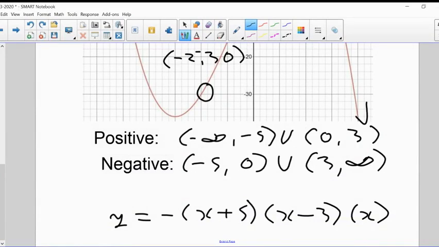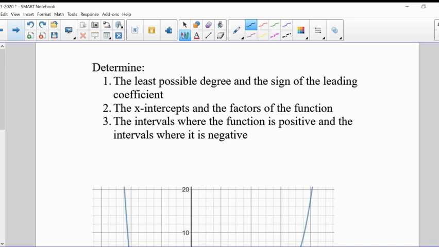Just for the negative answers. Okay. So -5 to 0. That union sign means I'm adding it to 3 to infinity. Okay, great. All right, let's try this one very quickly.